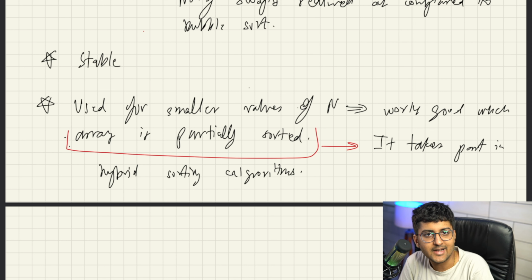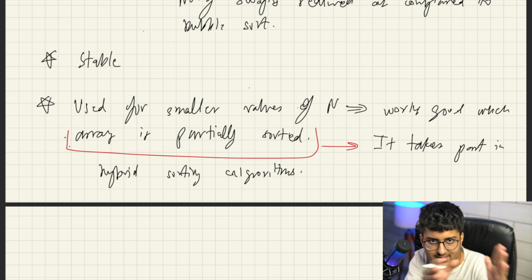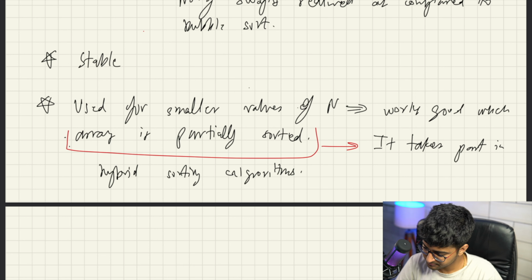We will cover this in detail when we do merge sort, so that we can understand how the array is getting divided. But for that we need recursion. That is why we will do merge sort, quick sort, heap sort and the rest after recursion. Don't worry, we'll cover that in detail. For now, you can see that it takes part in hybrid sorting algorithms.